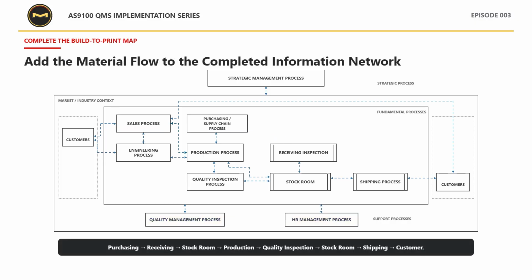Only now do we add the material flow. Follow the solid path, purchasing to receiving inspection, then stock room, production, quality inspection, and back to the same stock room after release. From there, material moves to shipping and finally to the customer. Every solid route has a matching informational exchange.